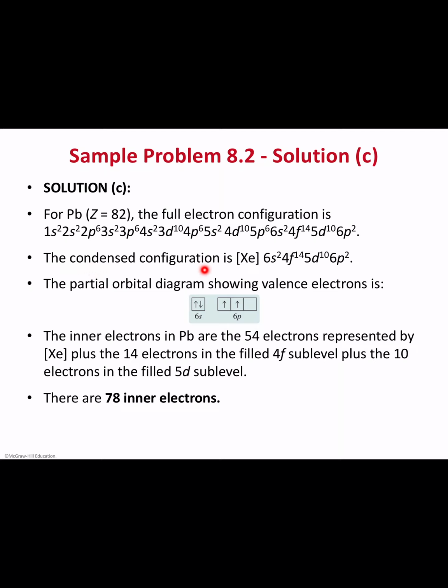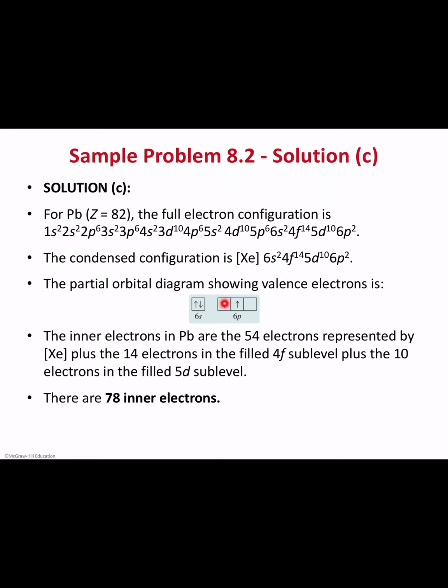The condensed configuration would be the noble gas prior to lead, xenon, and then you write what is left. What is left after xenon is 6s2, 4f14, 5d10, and 6p2. That's the condensed electron configuration. And in this one, you can see that d and f are completely filled, meaning d can hold a maximum of 10, and f can hold a maximum of 14. Since the d and f are completely filled, they are not going to be considered valence electrons.